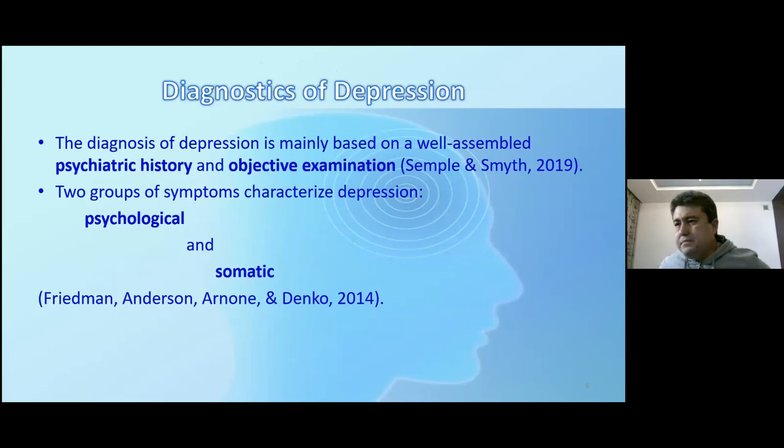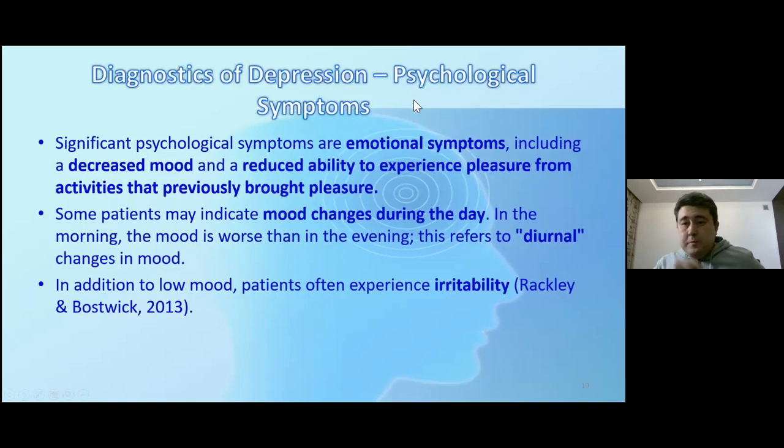So how do we diagnose depression? The diagnosis of depression could be established by a well assembled psychiatric history and objective examination. Also, symptoms of depression are divided in two big groups: psychological and somatic symptoms. Significant psychological symptoms are emotional symptoms, which include a decreased mood and anhedonia, as I said before.